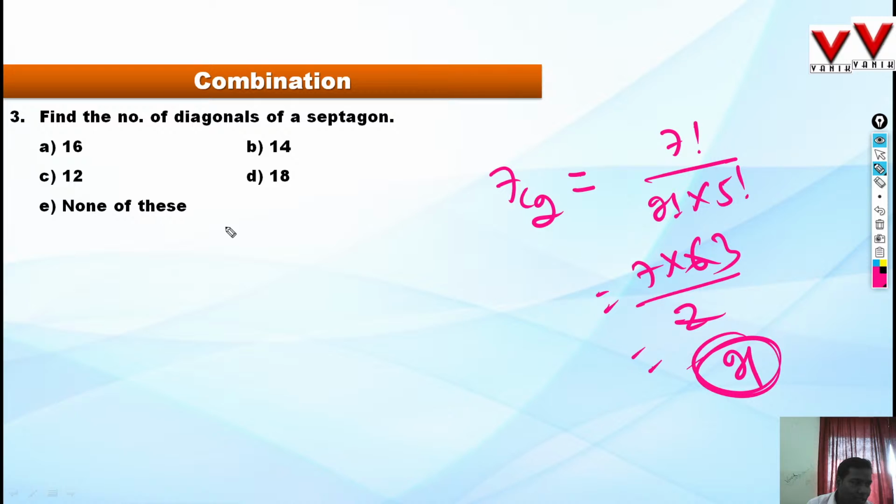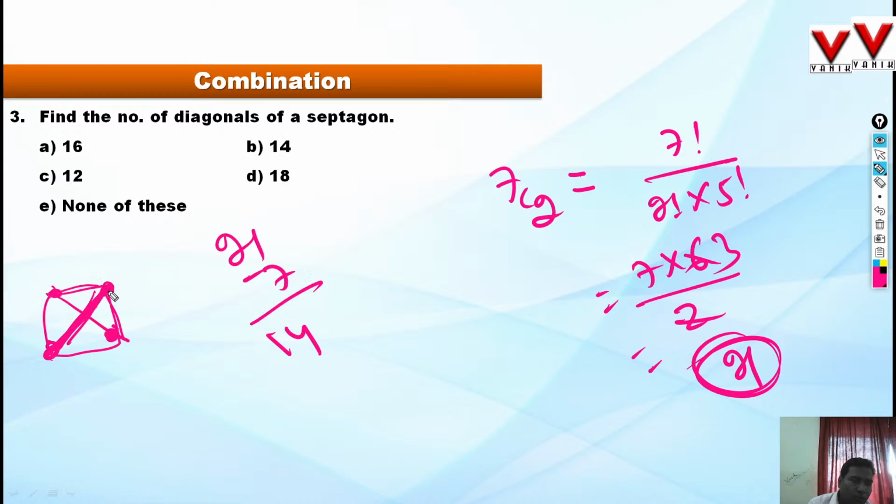Suppose this is a square. How many diagonals does a square have? There are 2 diagonals of a square. But to make one diagonal, we need 2 points. There are 4 points. In 4 points, 4C2. 4C2 means 4 factorial divided by 2 factorial into 2 factorial.